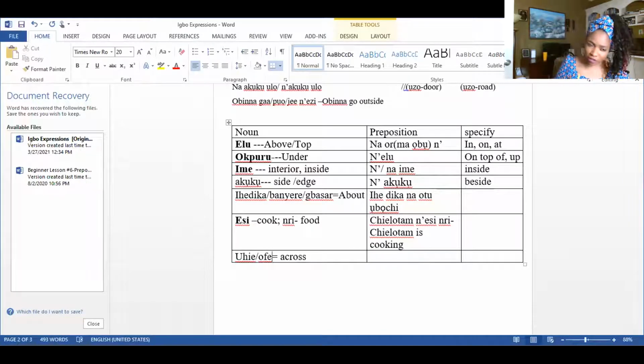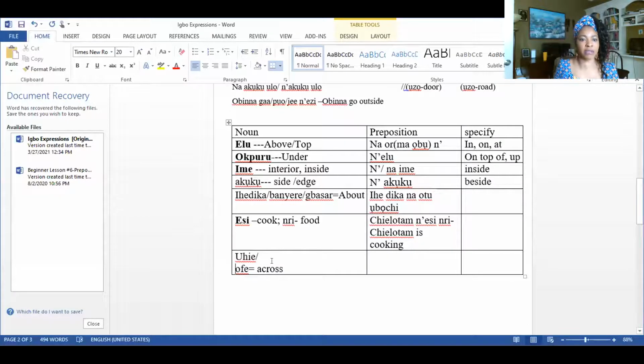Ofe is across. And then I'll tell you two ways you can use uhe, something that is across another thing. But if you want to tell somebody to go across the road, Ghana ofe, iro. Ghana ofe, iro. So I'm going to separate two of them to give you an example of what you're going to say. So let's say here is across, and then ofe. I didn't say ofe.